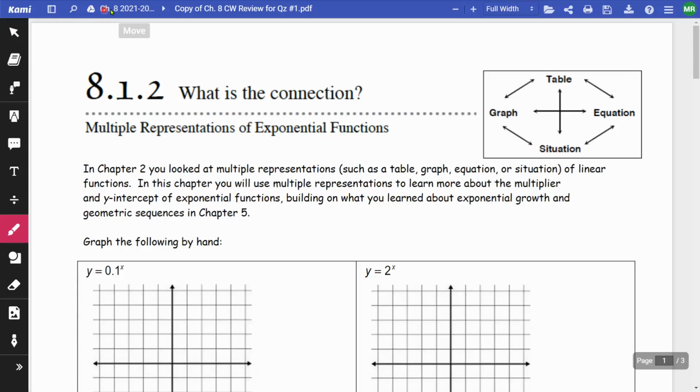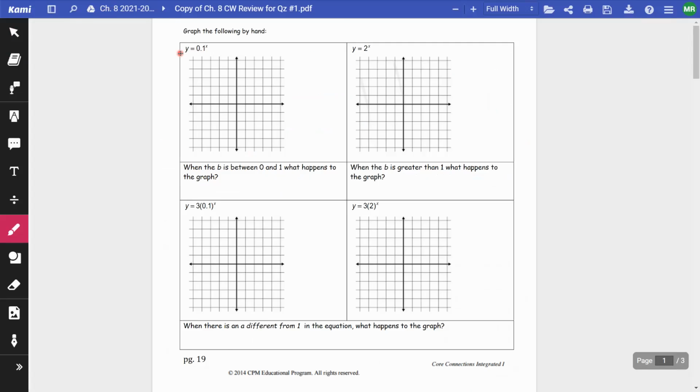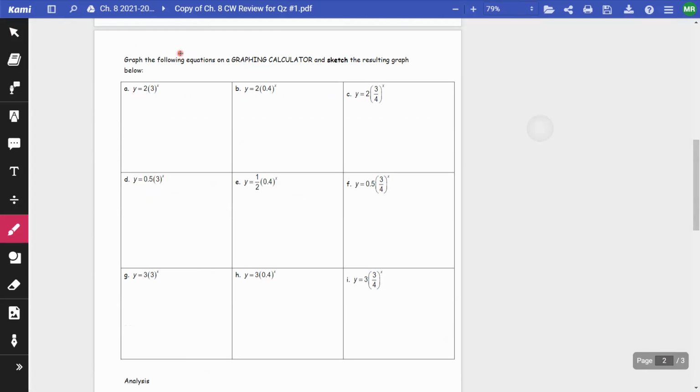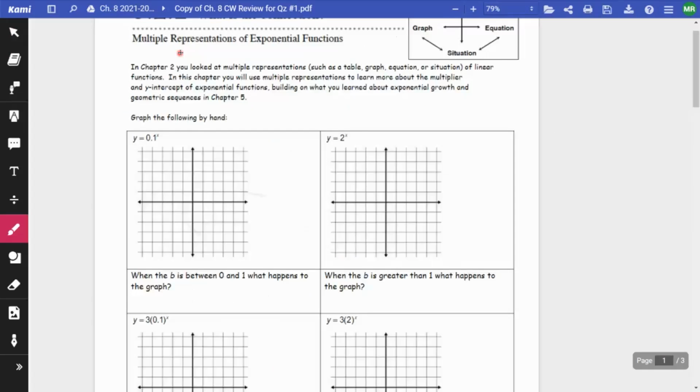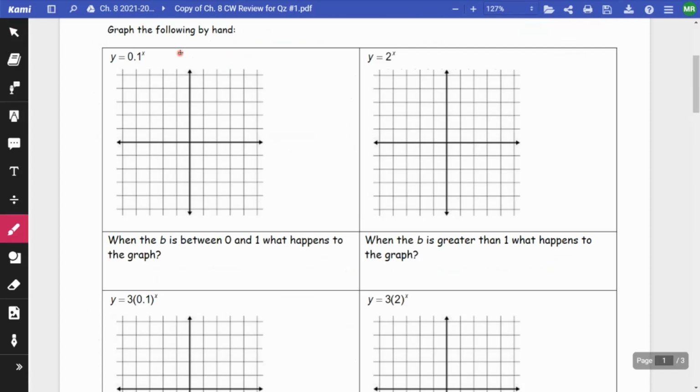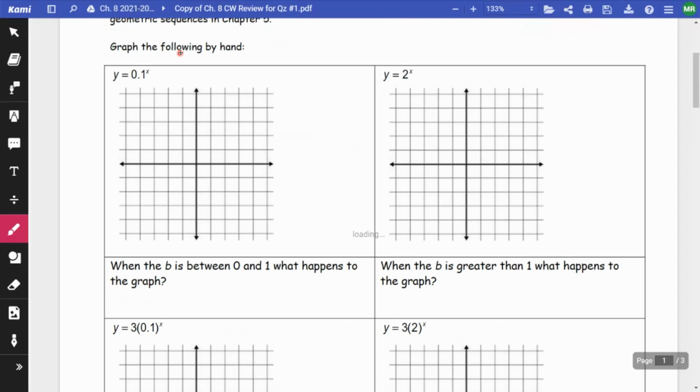So this video is on our Chapter 8 classwork review for quiz number 1. We're having a quiz on Friday over graphing exponential graphs. I just want to review it with us. It's going to be sketching them like we are going to be doing on this page here. These ones we're going to be graphing a little more accurately because they're giving us an XY axis just so we understand how to graph these things.